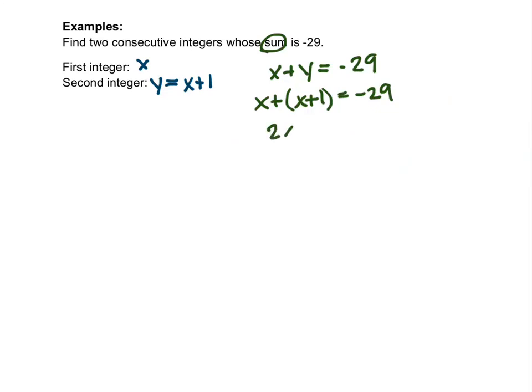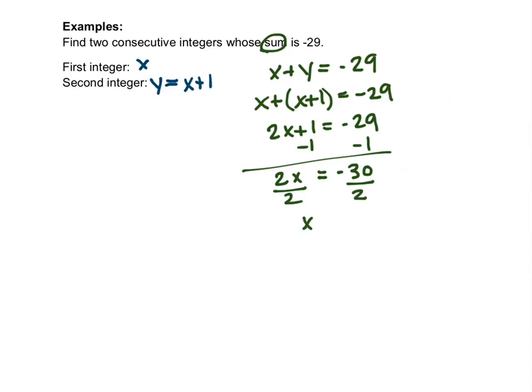So here I can simplify by combining like terms. I have 2x plus 1 is equal to negative 29. And then I can subtract 1 from both sides to give me 2x. Let's make that look like a 2. 2x is equal to negative 30. Dividing both sides by 2, I find out that x is negative 15.